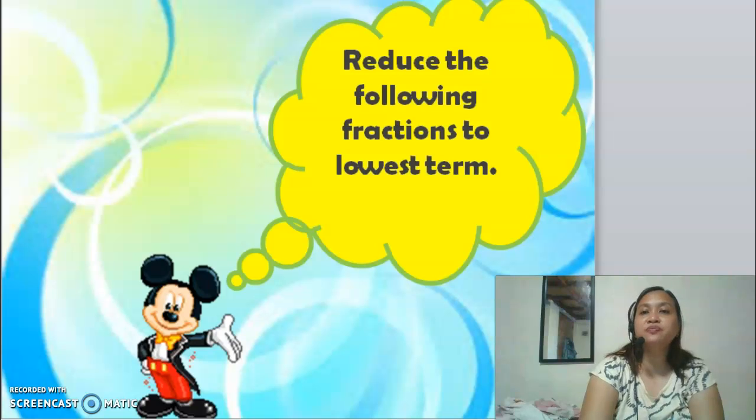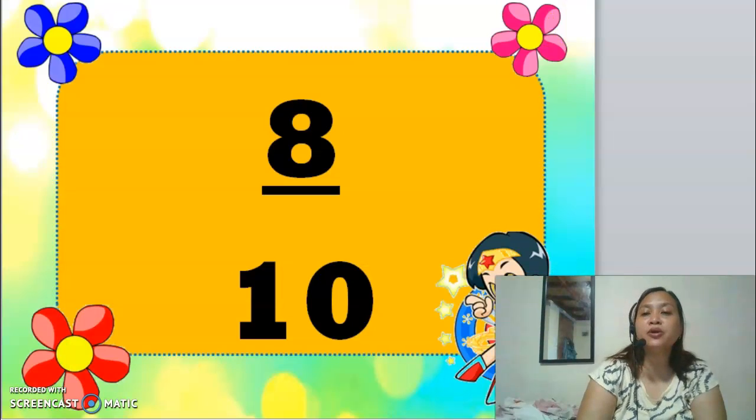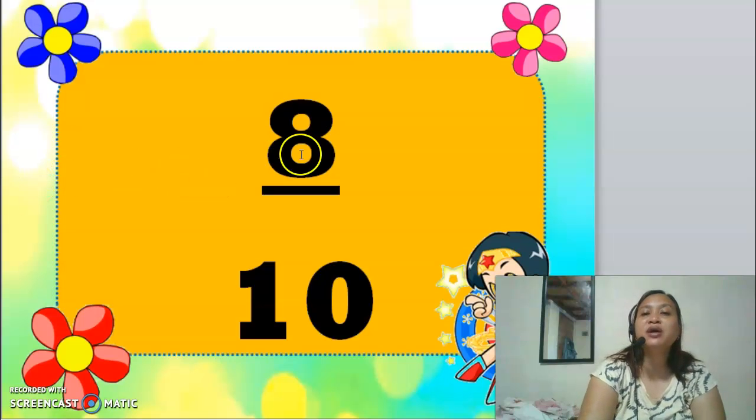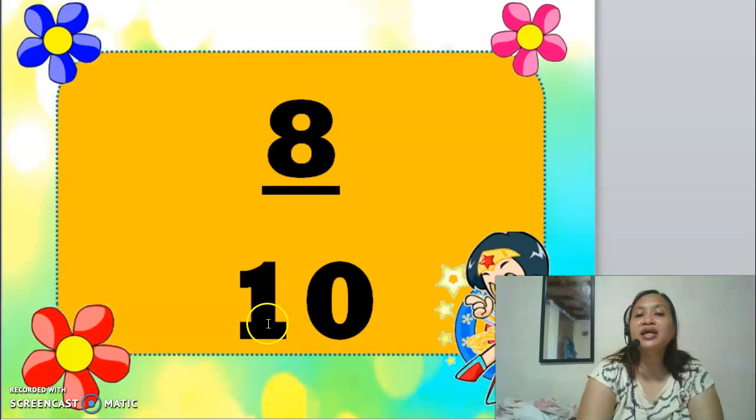Okay. Now, reduce the following fractions to lowest term. You're going to think of a number by which the numerator and the denominator can be divided. Now, think of a number by which we can divide 8 and 10. Yes, correct. That's 2. 8 divided by 2 will give you 4. And 10 divided by 2 will give you 5. So that is 4/5.